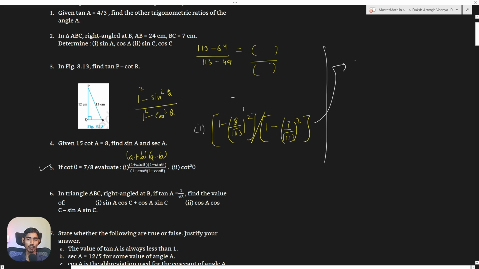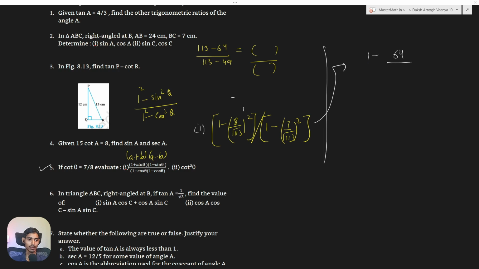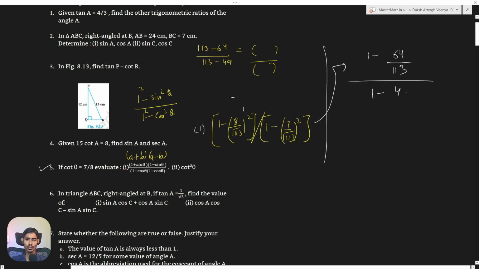Naveen, tell me. 1 minus 8 square by root 113 square divided by 1 minus 7 square. 8 square is 64, so 1 minus 64 by 113, divided by 1 minus 49 by 113. Whole divided by 1 minus 49 by 113. Okay, what's next? So 113 minus 64 whole divided by 113. How did you get this?